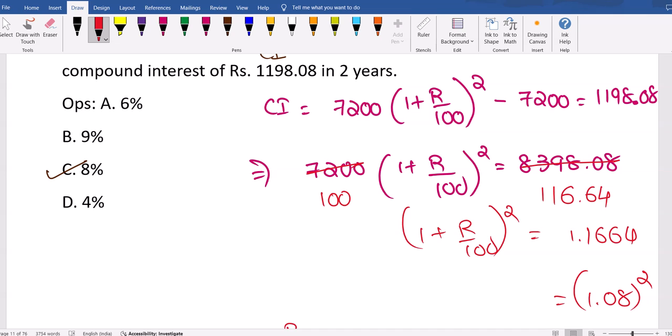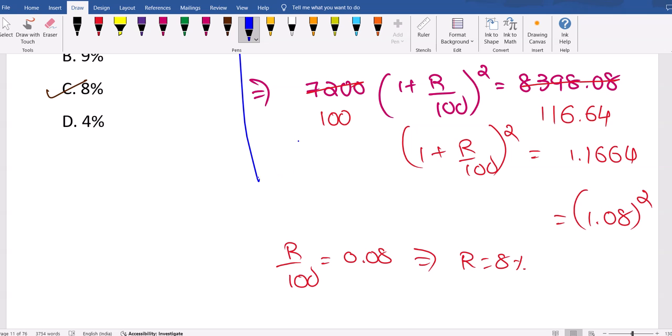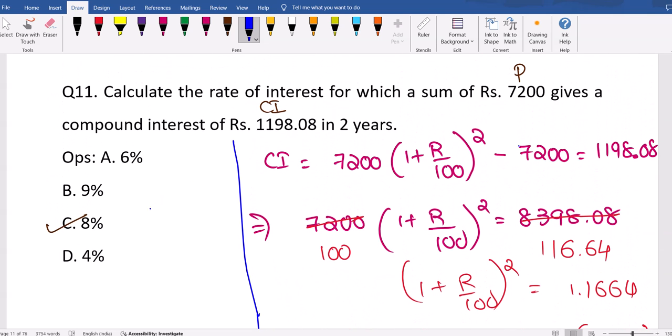Calculator not allowed, keep in mind. If a virtual calculator is allowed, this is easy. I got 1.164, then I'll check which one's square is nearby, all those things. But here calculator is not allowed. Then sir, what is your suggestion? See, 7,200, right? I can do trial and error in fact.